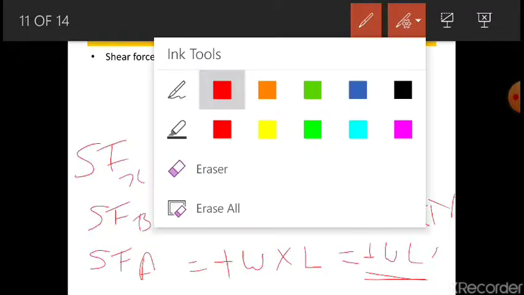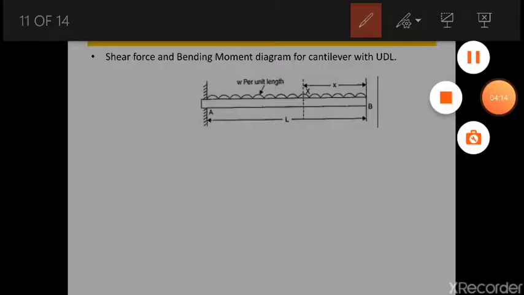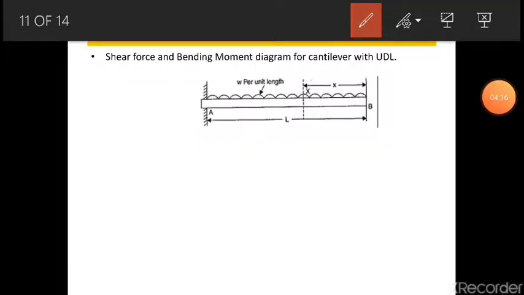Now we will be calculating bending moment. For bending moment, what is it? It is the load into the vertical or perpendicular distance, right? So for this, we'll be doing the same thing.